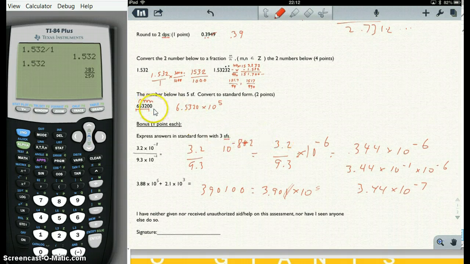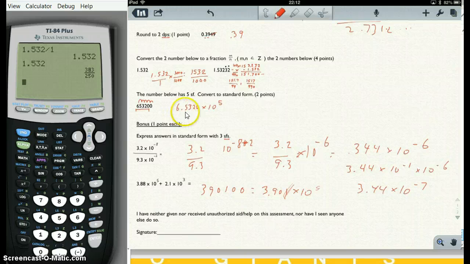Okay, number below has 5 significant figures. Convert to standard form. Okay, so we have 653,200, and even though it looks like this number has 1, 2, 3, 4 significant figures, I'm saying it has 5, so that means that the first 4 are significant, and the first 0 is also significant, but the second 0 is not, the last 0 is not significant. Now how do you show that in scientific notation or standard form?